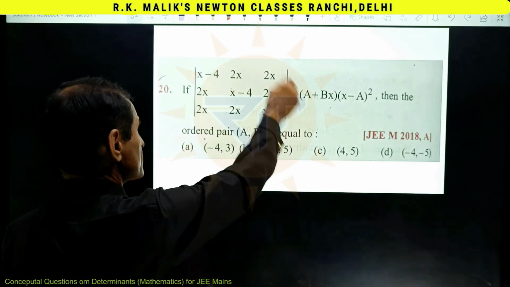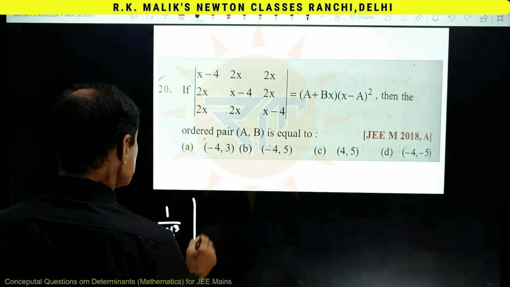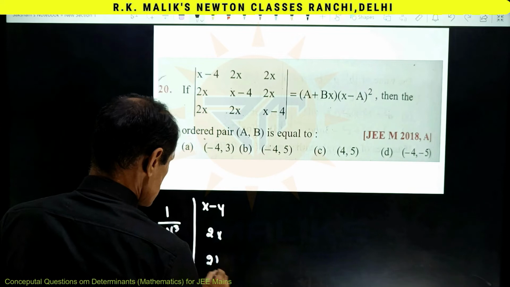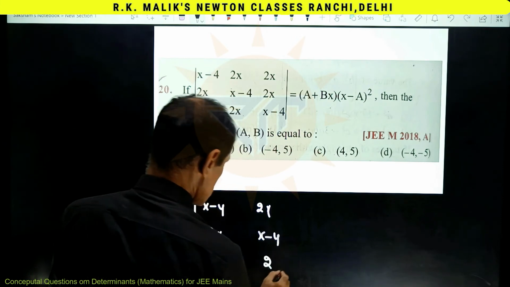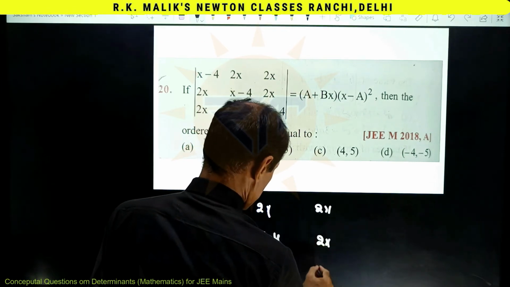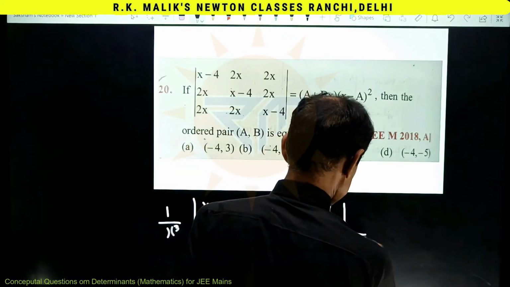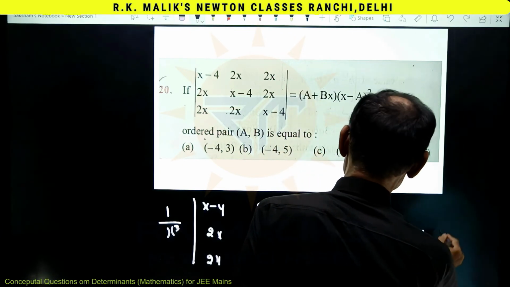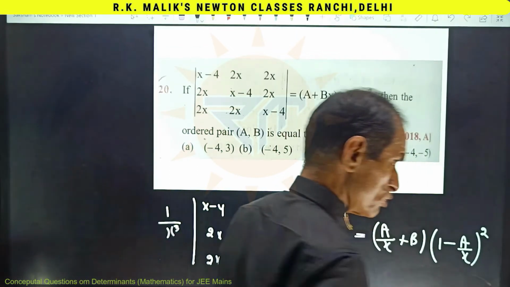That is, if I divide the left hand side by x cube, I will get 1 by x cube times the determinant x minus 4, 2x, 2x; 2x, x minus 4, 2x; 2x, 2x, x minus 4, equal to a by x plus b into 1 minus a by x whole square.